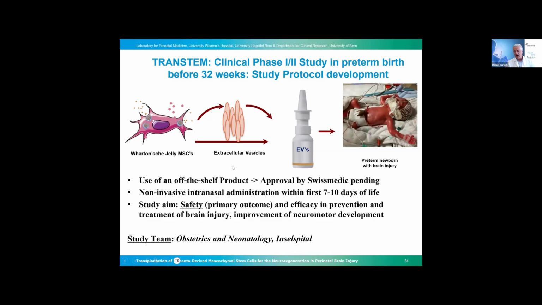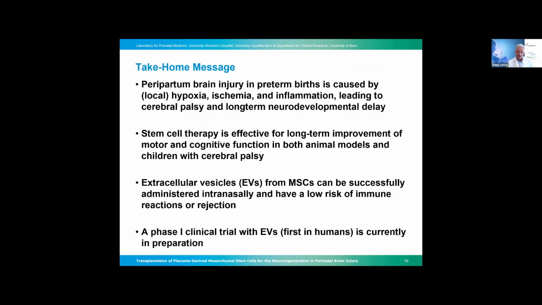And the primary outcome of this phase 1 trial, of course, is the safety outcome, but eventually also the development, the neuromotor development. This study will be performed by the departments of obstetrics and neonatology of Inselspital. So this is a summary. First, peripartum brain injury in preterm birth is caused by local hypoxia, ischemia, and inflammation in the brain, leading to cerebral palsy and long-term neurodevelopmental delay.